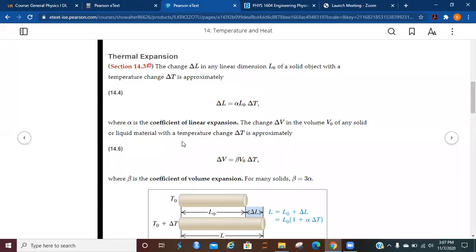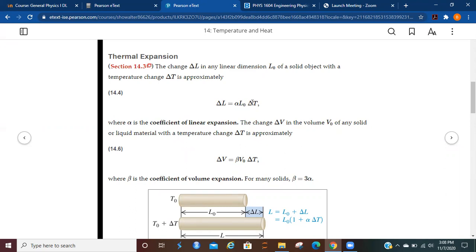We're going to continue on here with section 14.3, thermal expansion. So the change delta L in any linear dimension L sub naught of a solid object with a temperature change delta T is going to be approximately given by this. The change in L is going to be equal to some coefficient times the original length times delta T.